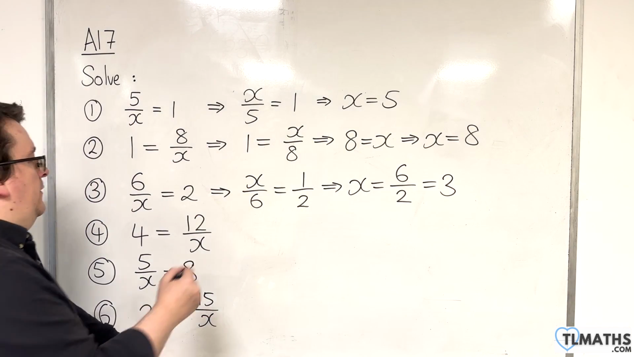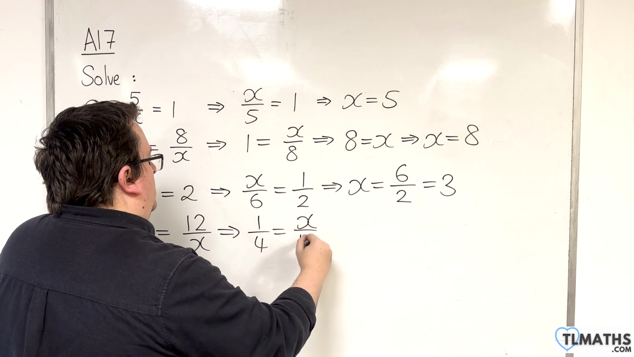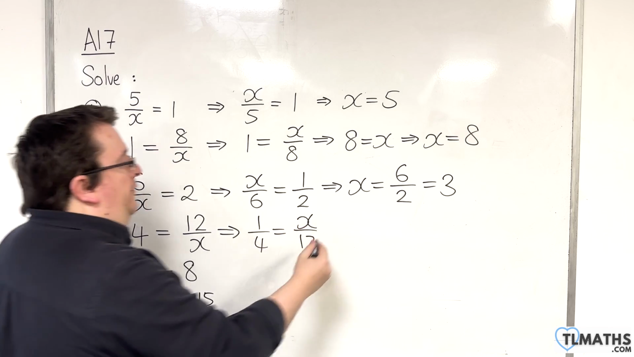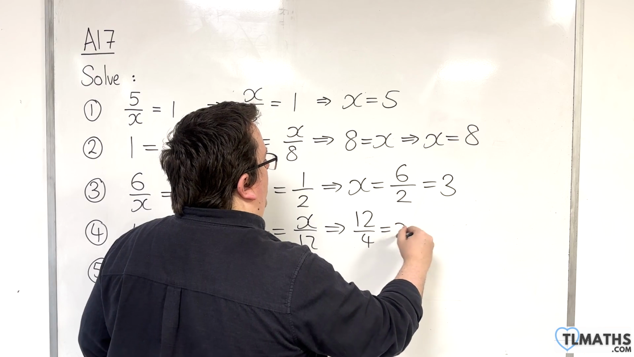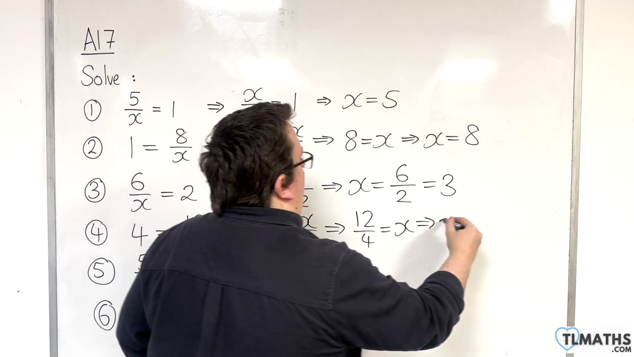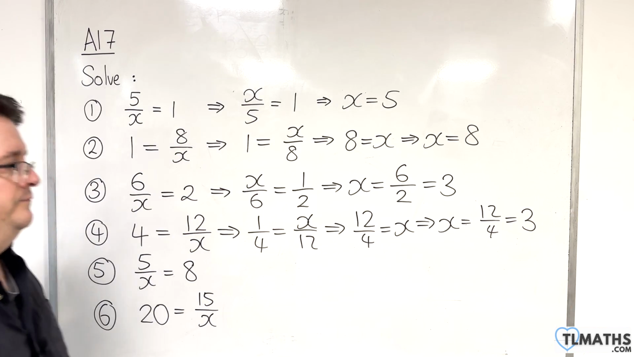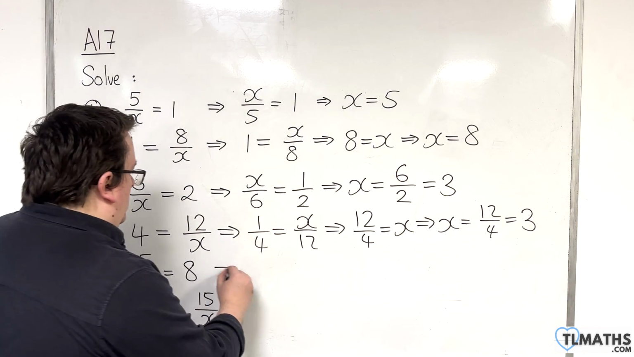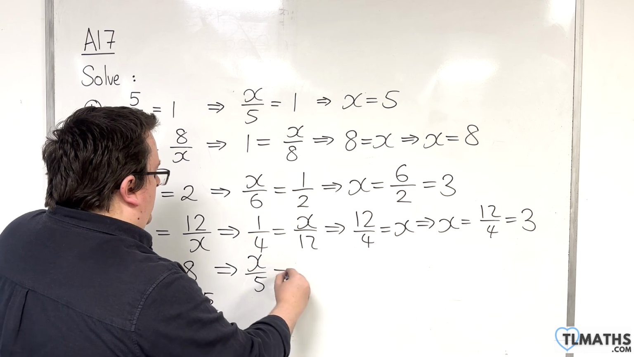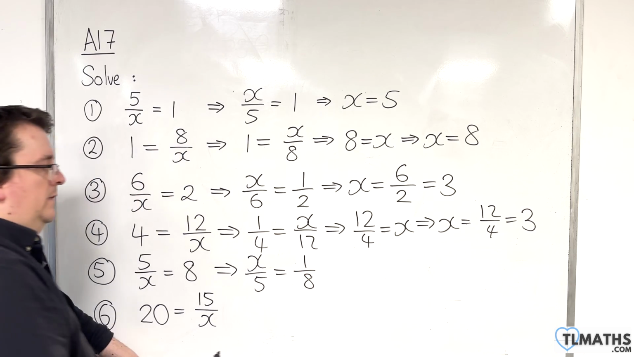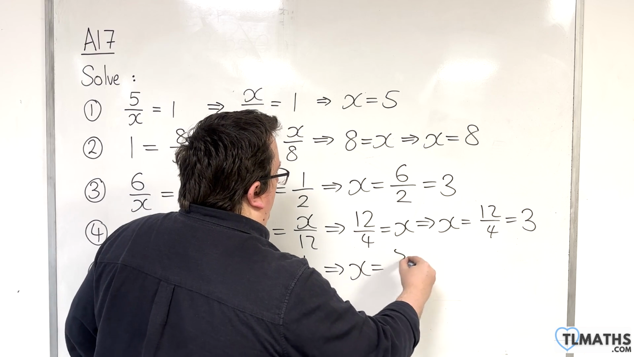4 equals 12 over x. Find the reciprocal of both sides. Dividing by 12, so multiply both sides by 12. So we're going to get 12 over 4 is equal to x. So x is equal to 12 over 4, which we know is 3. This one, reciprocal both sides, x over 5 is equal to 1 over 8. And then multiply both sides by 5. So x is 5 over 8.